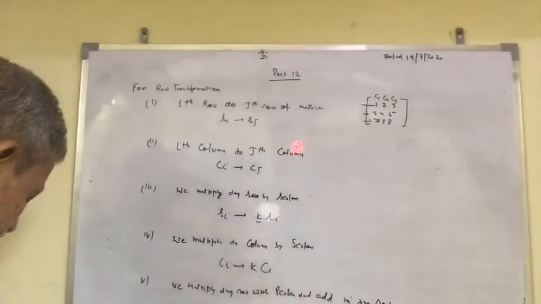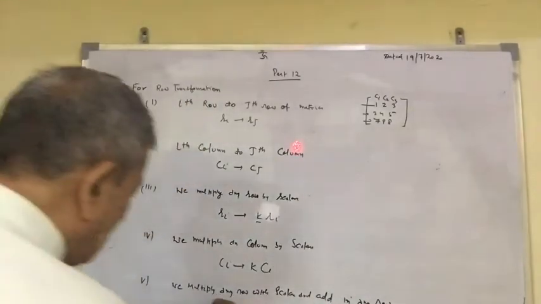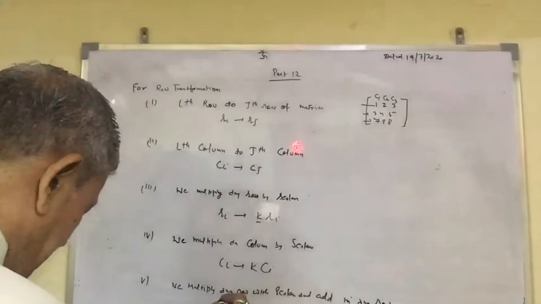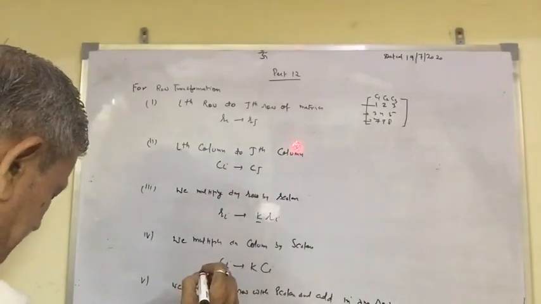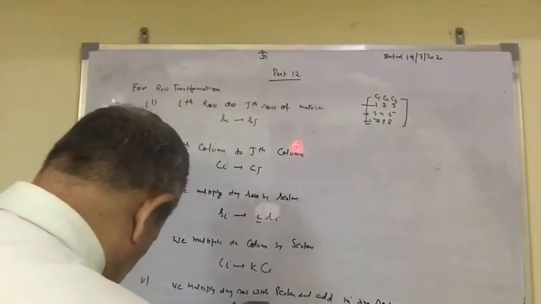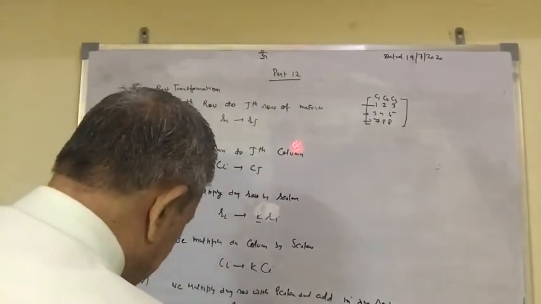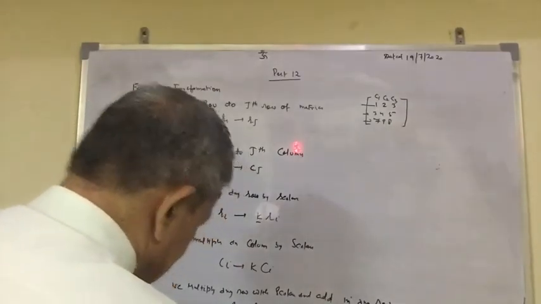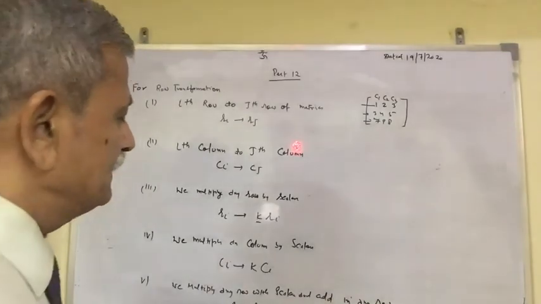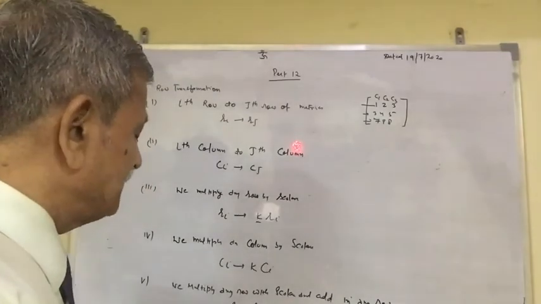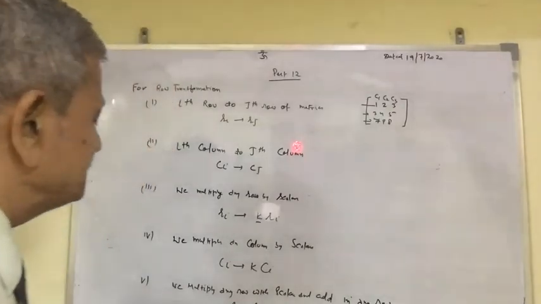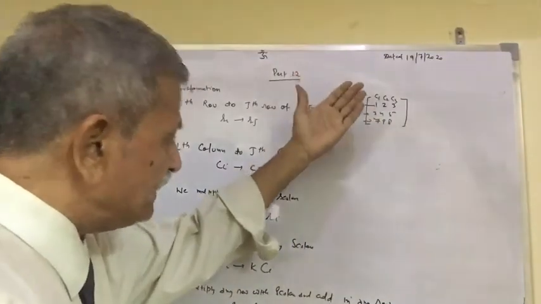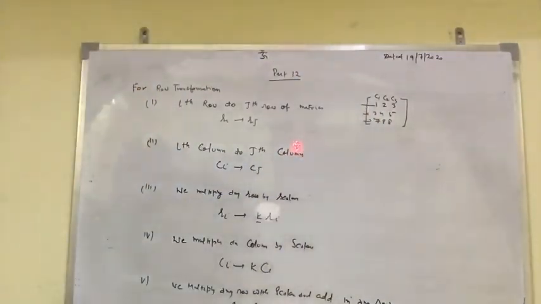So you can write it like this: Ri is equal to Rj plus k times Ri. Which means you multiplied any row by any scalar and added it into any row. This is rule number 5.